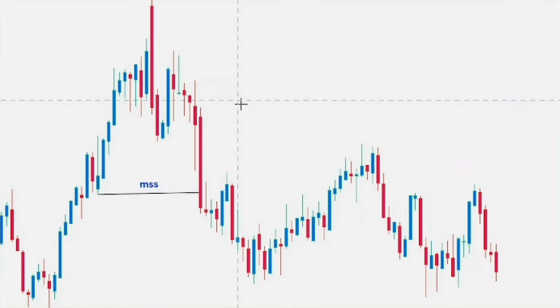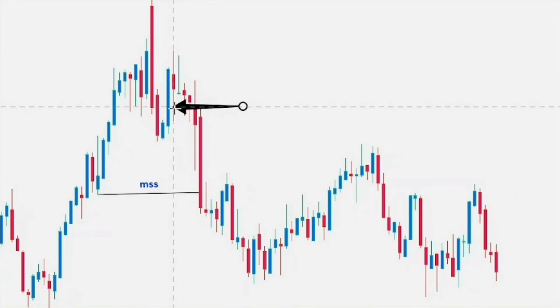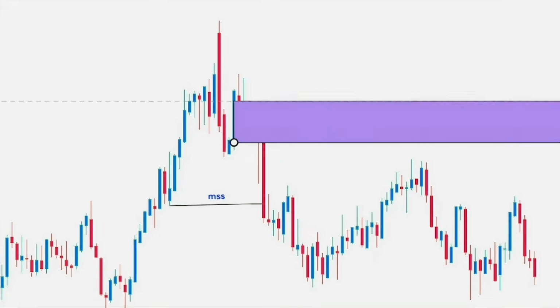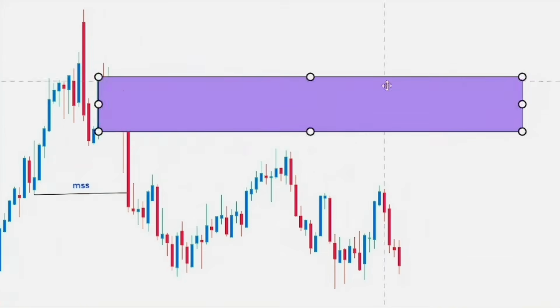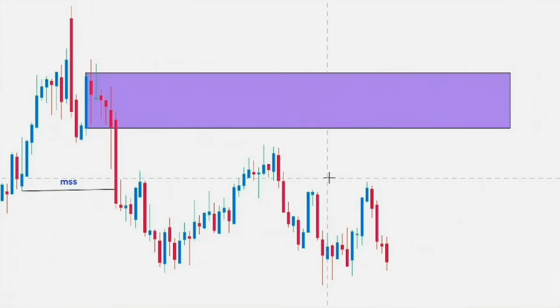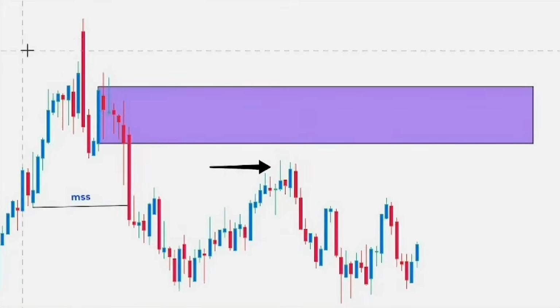Now, I look back to find the last bullish candle before this strong bearish move. This candle right here becomes my weekly supply zone. But there is something else that makes this setup even more interesting. Notice how price pushed up, almost reached the zone, and then dropped without touching it. Many traders would ignore this move, but I do not.